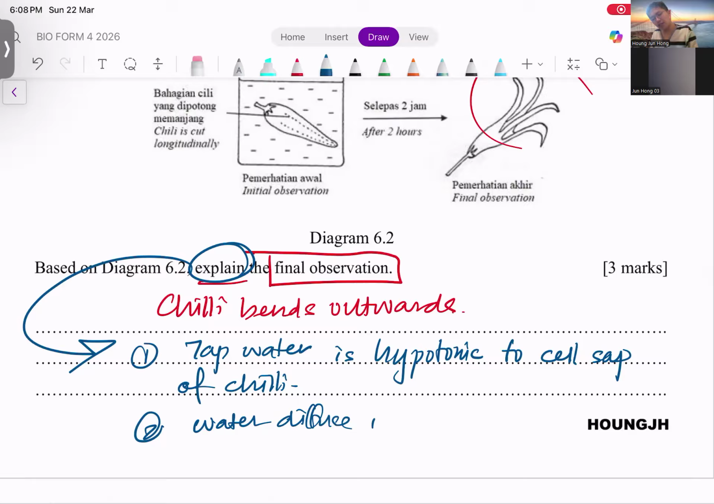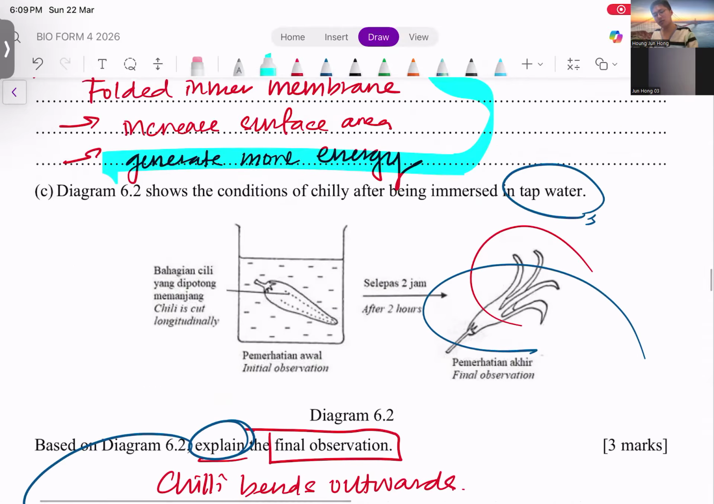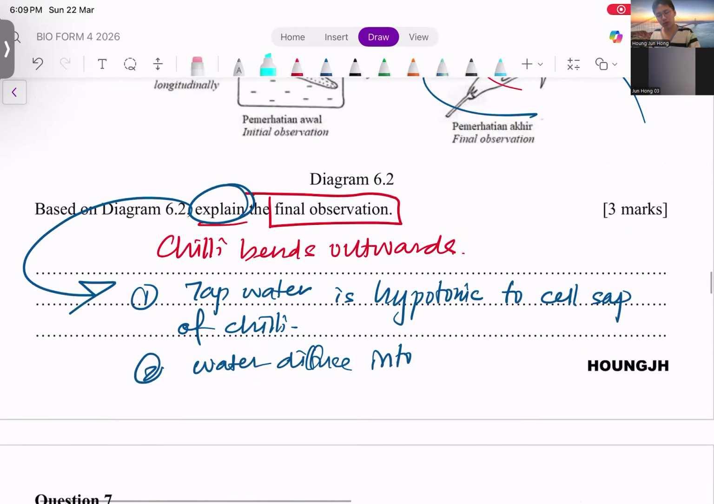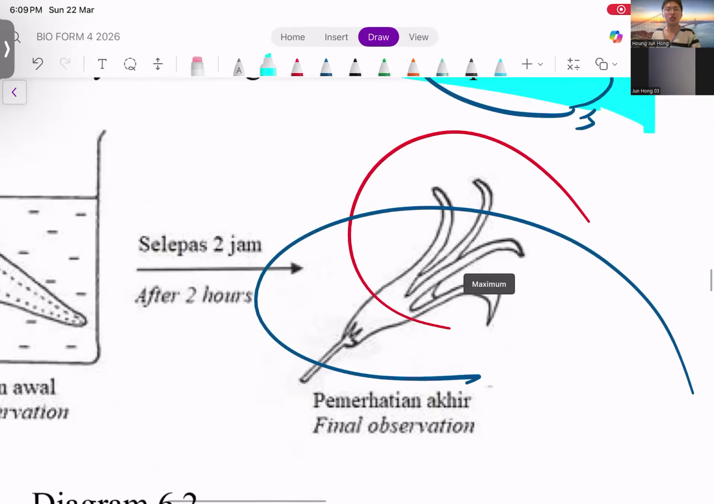Even if you don't know what happened to the chili, wait, why is it looking like that? I've never seen that. Fine. As long as you know it's tap water, I think that's good enough. Because tap water for sure, you can't run away from it. Tap water is indeed hypotonic. So tap water is already a good hint to you. Even if you don't know what happened here, it's fine. Just do whatever you can do.